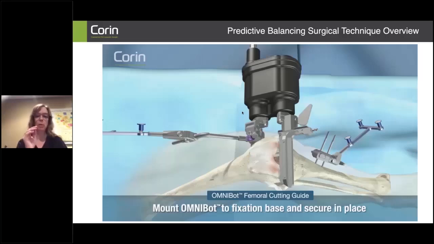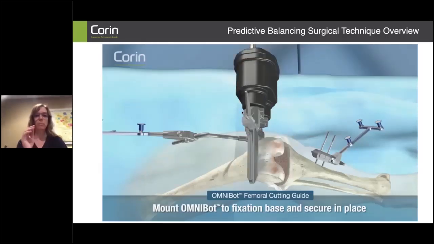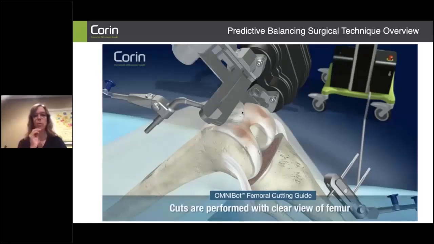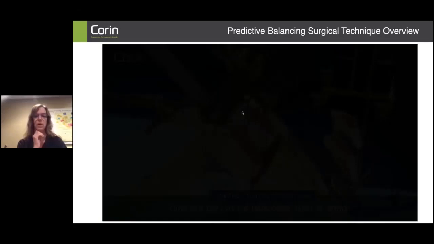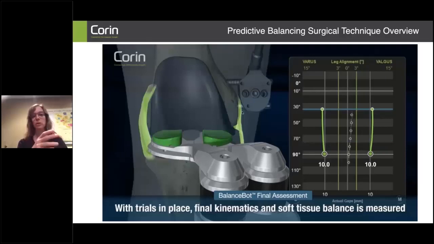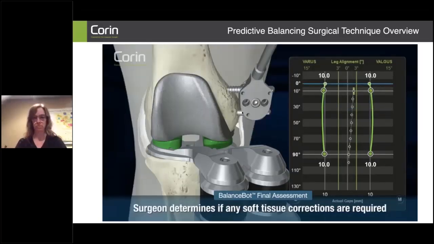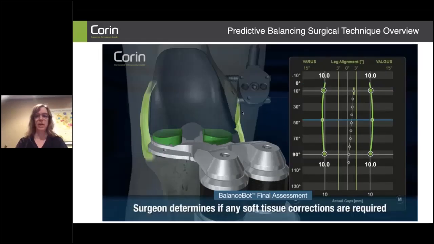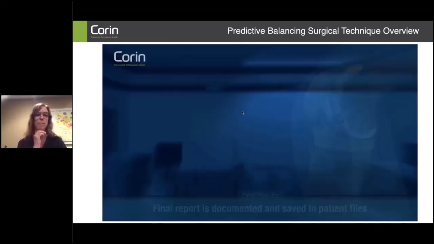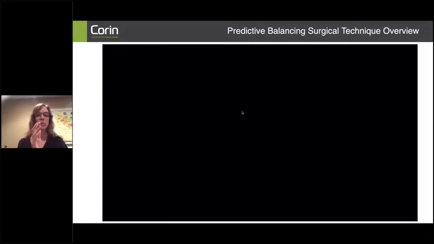Affixing the Omni robot to the femoral tracker, giving clear view of the femur for femoral preparation with the Omni robot. Trialing with the balance bot in place, seeing if what we had predicted is indeed the result that we get on the new graph. And then, of course, determination at the surgeon's preference if any soft tissue releases or adjustments are necessary at that time. We can easily compare initial and final stability and balancing.